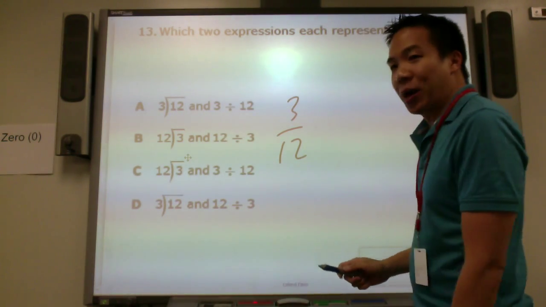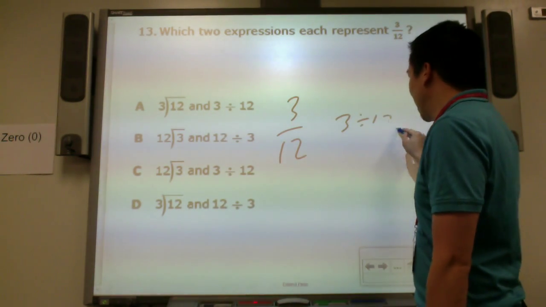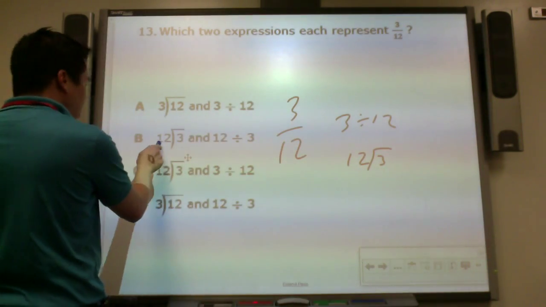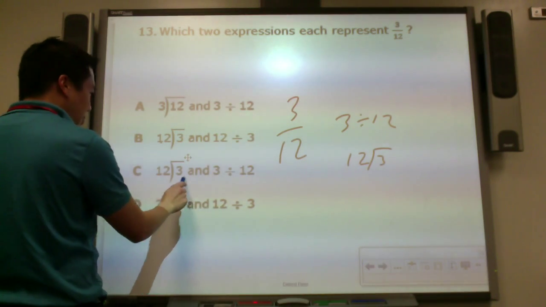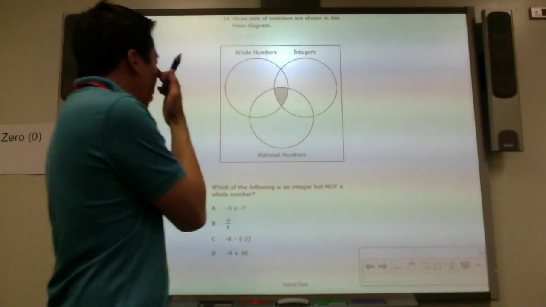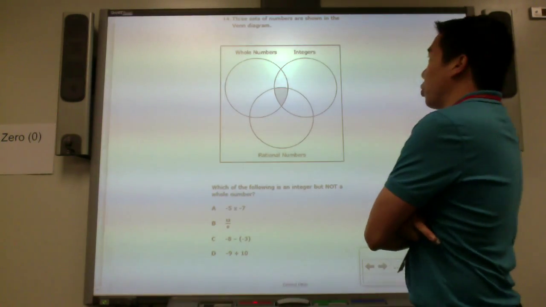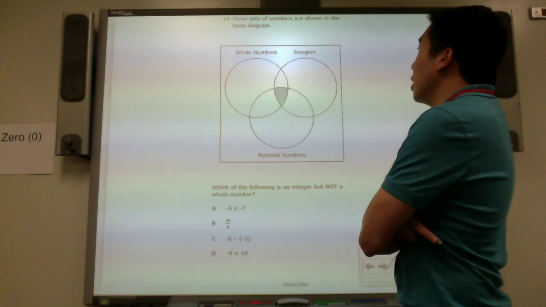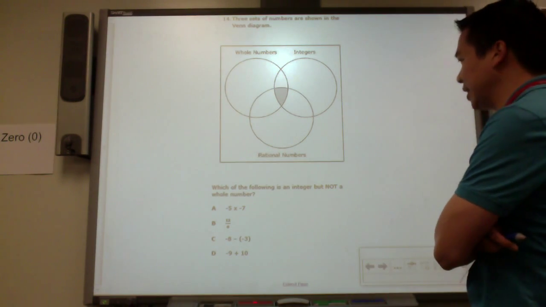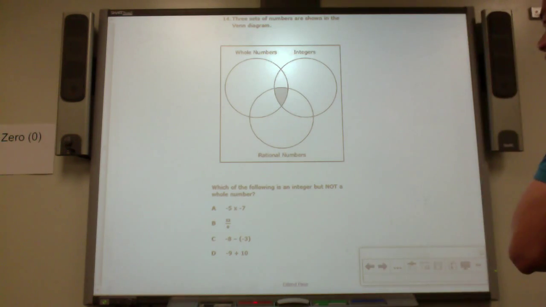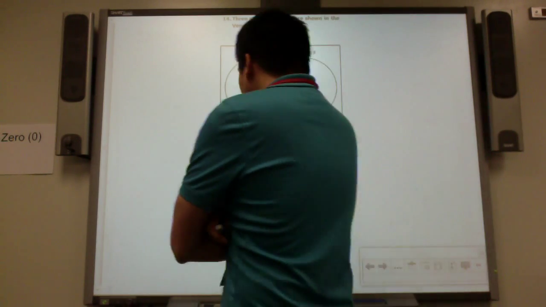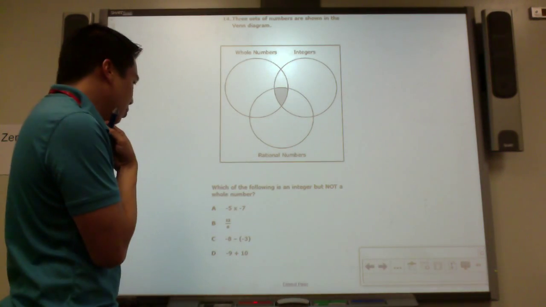13. Can you rewrite this as 3 divided by 12, or 3 divided by 12 parts? So it would be, let's see, yes. Number 14. Which of the following sets of numbers are shown in a Venn diagram? Which of the following is an integer but not a whole number? So which one will be an integer but not a whole number?